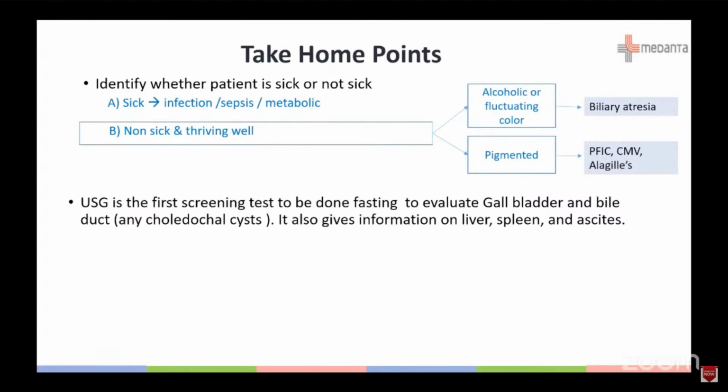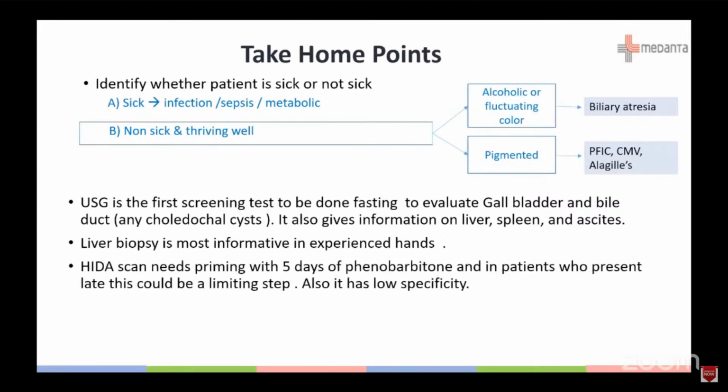USG is the first screening test, which needs to be done in both the fasting and postprandial state to evaluate the gallbladder and bile ducts. It also gives information on the liver, spleen, echotexture, any features of CLD, along with the presence or absence of ascites. Liver biopsy is the most informative tool in experienced hands.